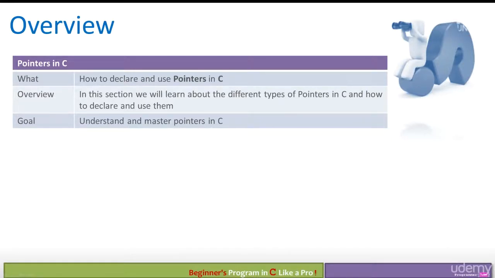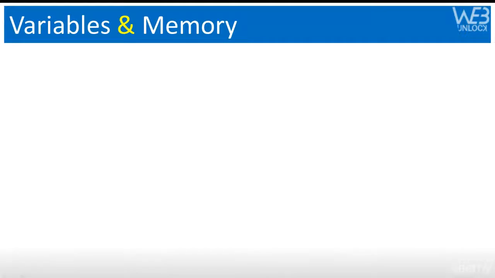In this section, we will learn about the different types of pointers in C and C++ and how to declare them and how to use them. The goal of this section is to understand and master pointers in C and C++. So let's get started. Variables in memory.